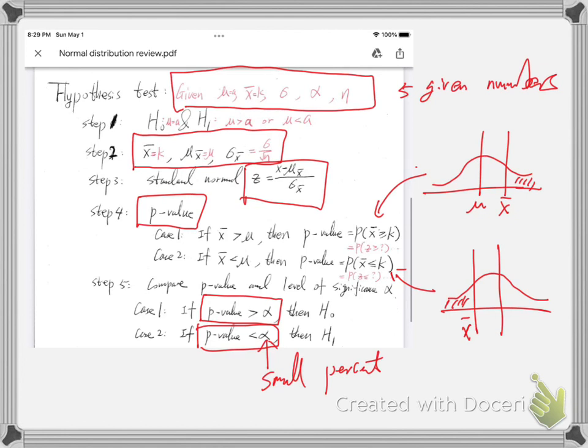If p-value is bigger, this means keep mu. If p-value is smaller, that means x bar is too far away from mu, something wrong with the mu. Then you have to change mu. So that's the idea of these 5 steps.